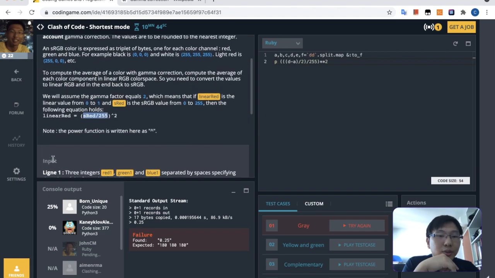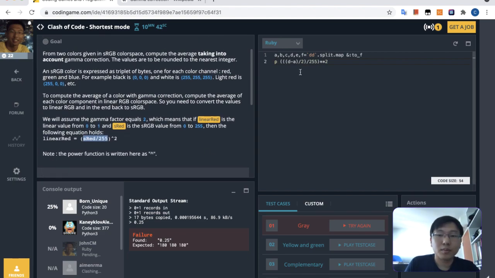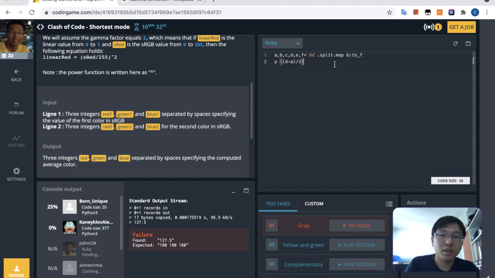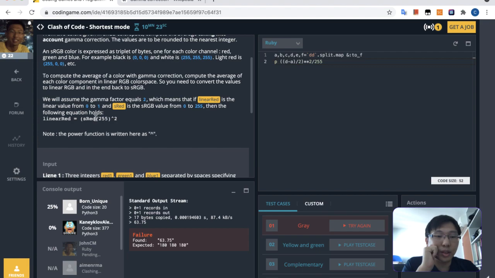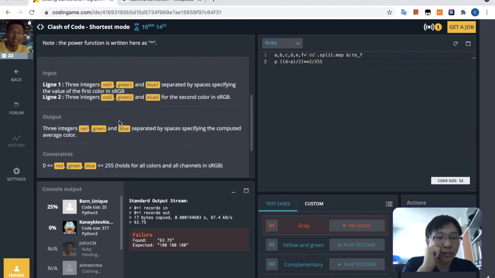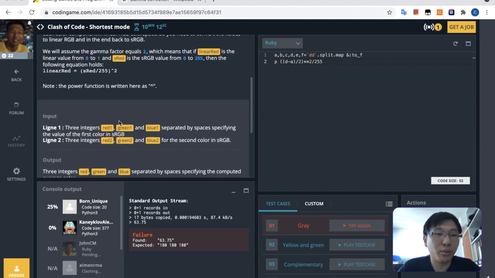How did they get 180? I mean, if we were to have this is 127. Okay, maybe we square and divide by 255. I don't know. Yeah. Square rate divided by 255 squared. Output is linear rate.